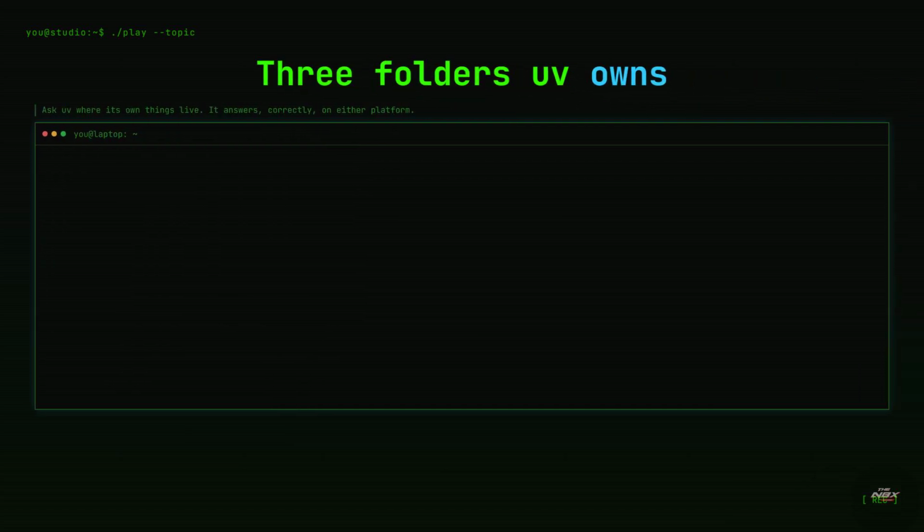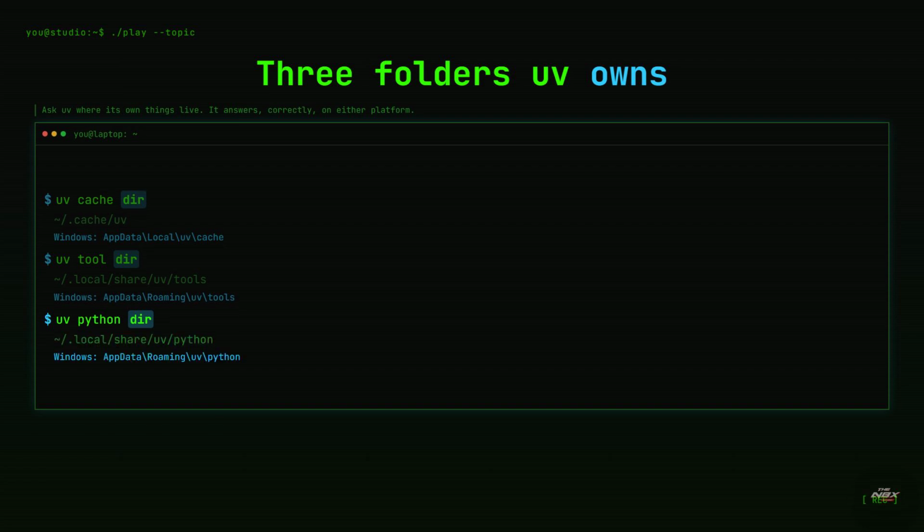UV keeps its own things in 3 folders, and it will tell you where all 3 are. The cache is where downloads are kept, so the second install is instant. The tool folder holds programs you install. The Python folder holds interpreters UV downloaded for you. These live in different places on Windows and on Unix, and UV knows which.